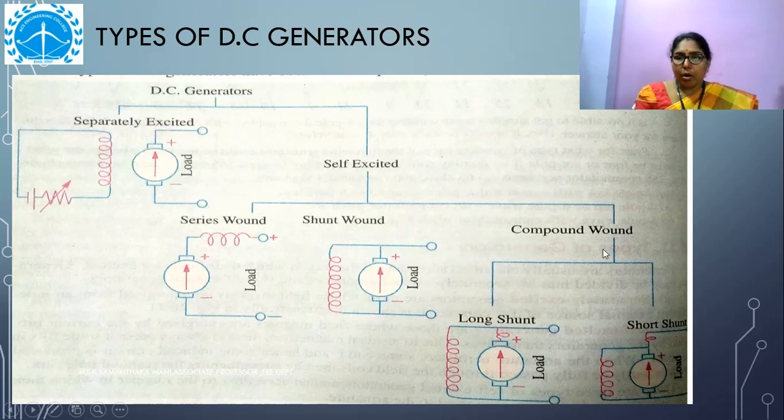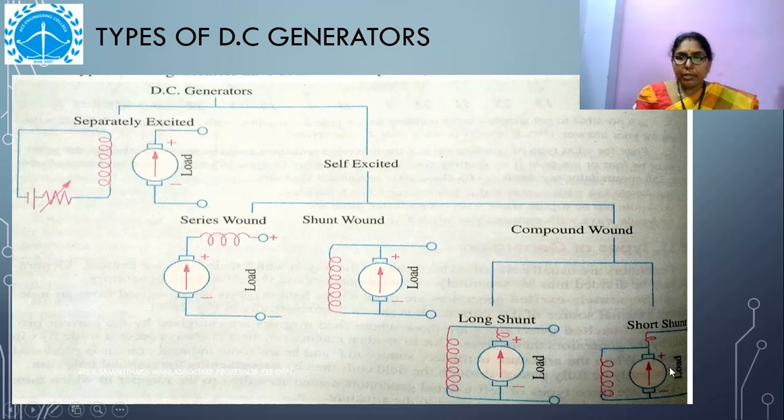Coming to the compound wound generators, both the series field winding and the shunt field winding are there, which you can observe here. Then what is the difference? The difference is how the shunt field winding is connected to the armature. First we will discuss the long shunt generator. In the long shunt generator, the shunt field winding is directly connected across the combination of the armature and the series field winding. That can be clearly observed here.